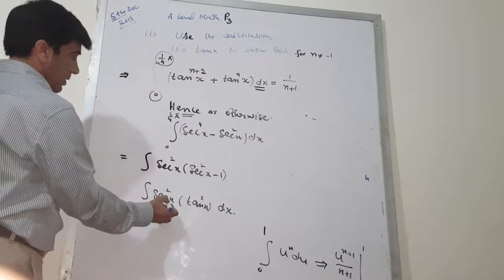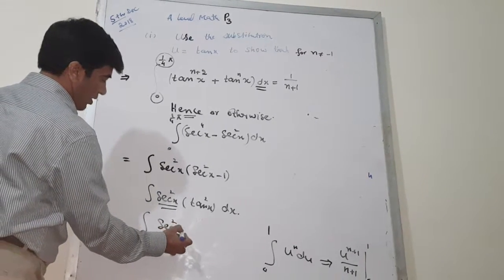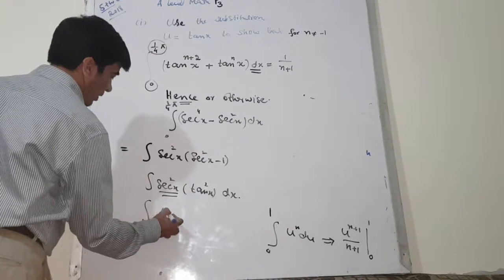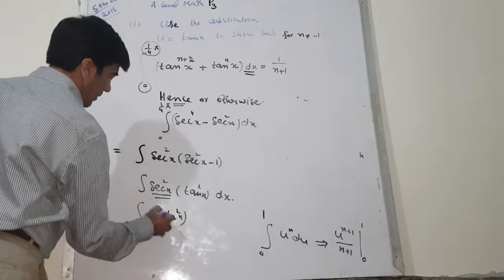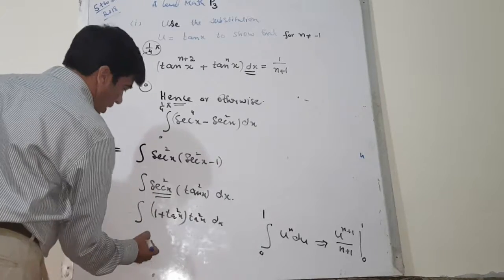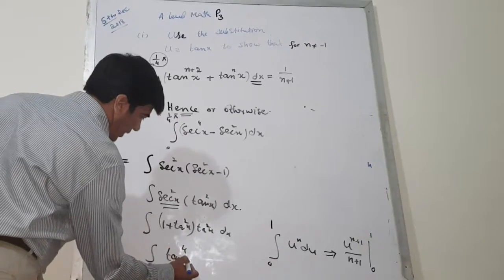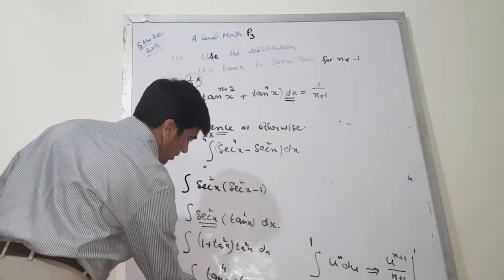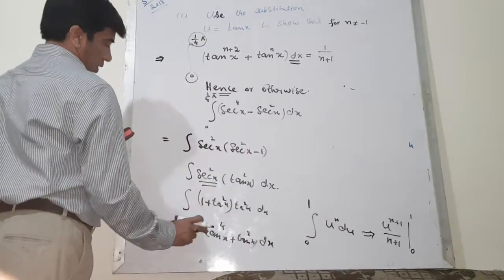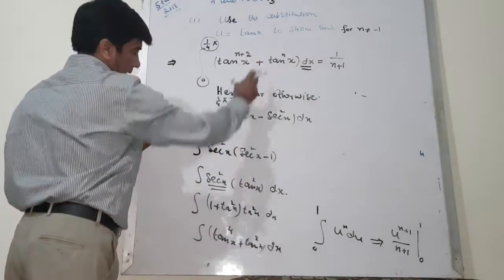And once again, secant square, as I told you, is equal to 1 plus tan square x. Now this expression can be written as tan 4x plus tan square x. Now basically, look, your expression has adopted this form.